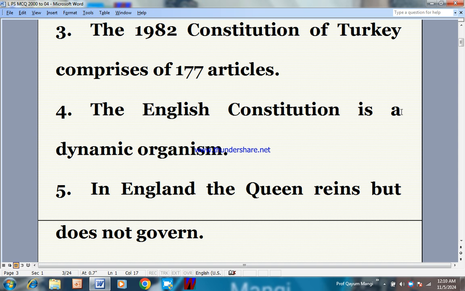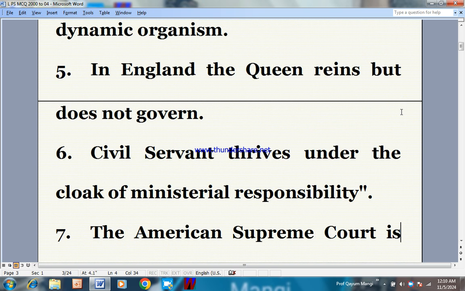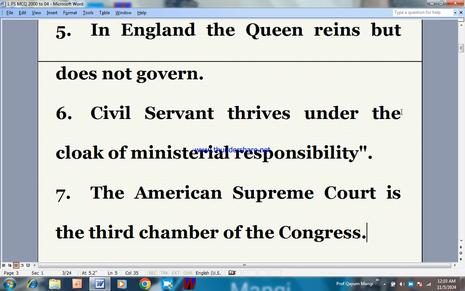because it is the oldest and unwritten constitution of the world. Number five, in England, the Queen reigns but does not govern. It means the Queen is the titular head of Great Britain, but all powers rest with the Parliament or the Cabinet.